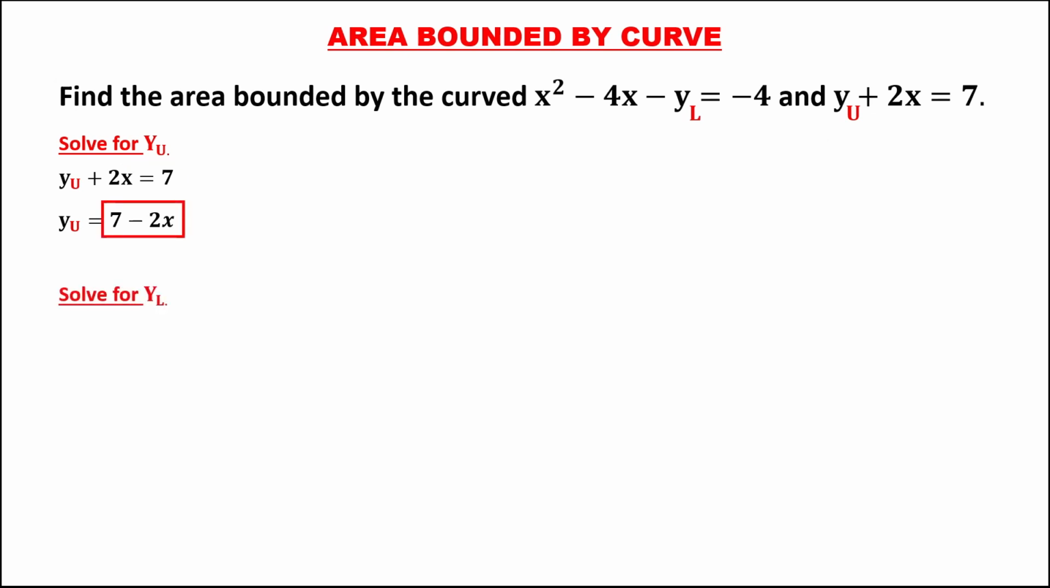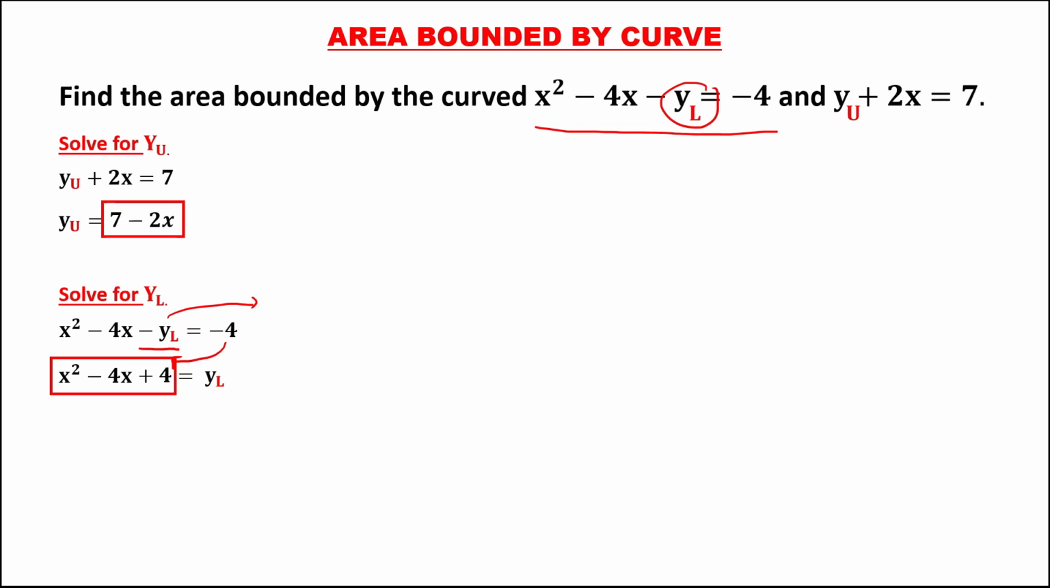Then to solve for the lower y, using this equation for the lower y, since the lower y is negative, transpose it to the other side, and transpose this positive 4 to the other side. So we have x squared minus 4x plus 4 equals the lower y.